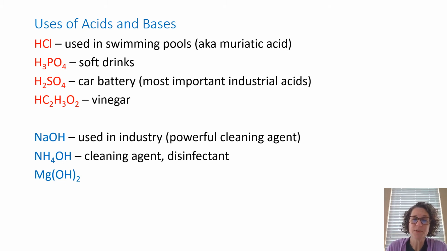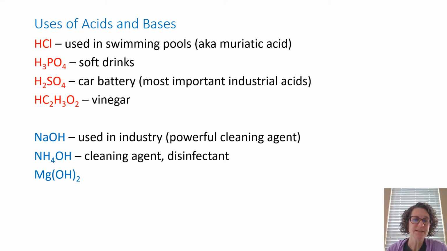It is also one of the most important industrial acids. They use it in cleaning or etching certain metals and those kinds of things, so it has some industrial use. Then the last one, the HC2H3O2, is known as vinegar to us. That is actually acetic acid, or a dilute form of acetic acid.